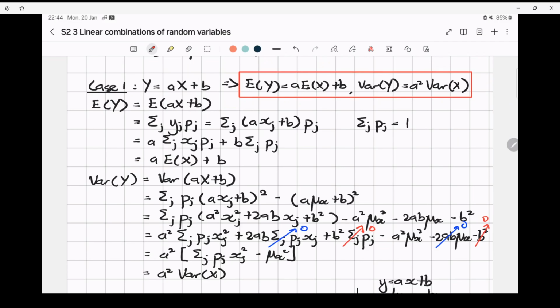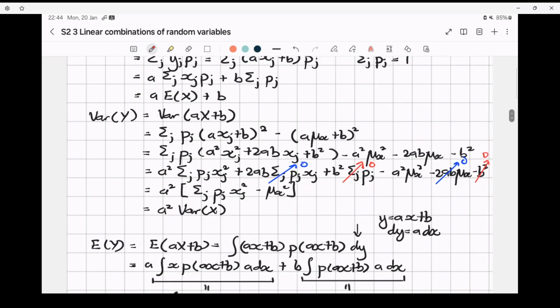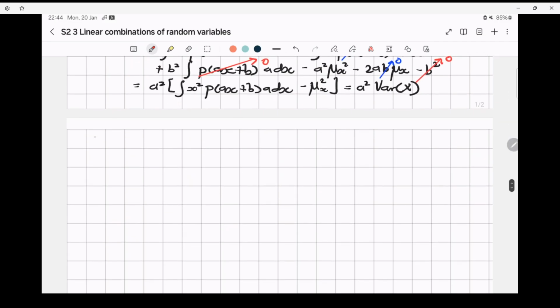Okay, so that is the first case. So now let's look at the second one. So as I said before, we will look into the exercises tomorrow.